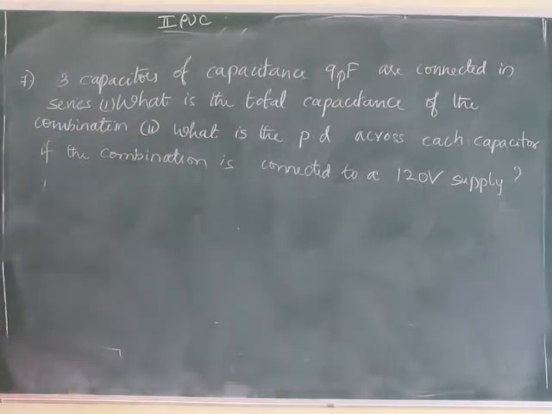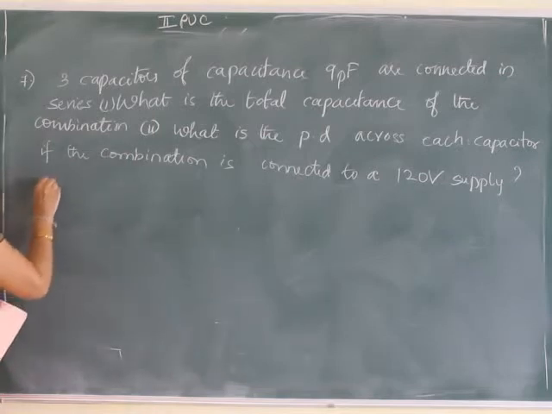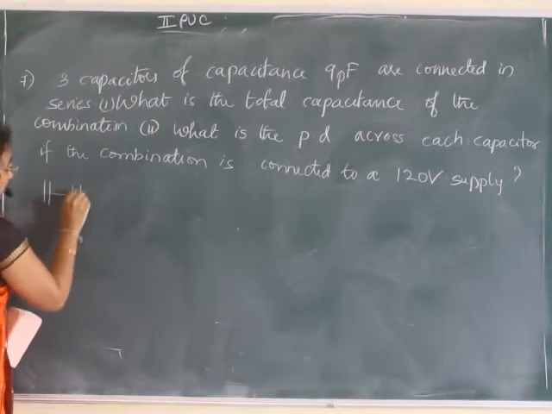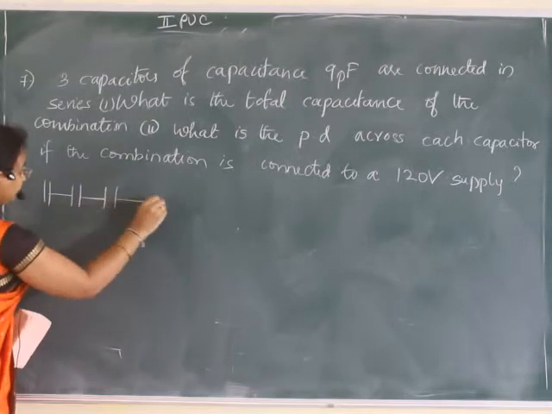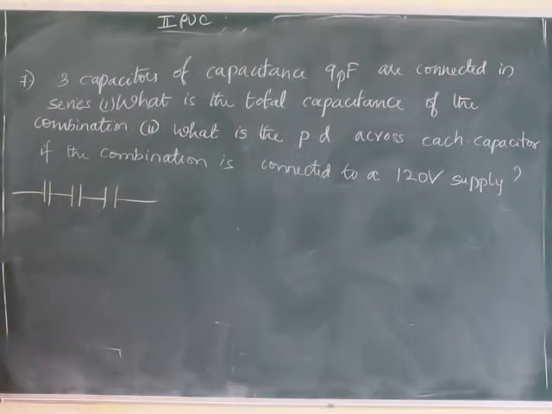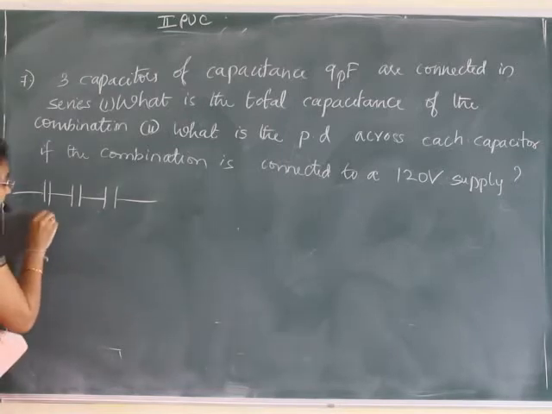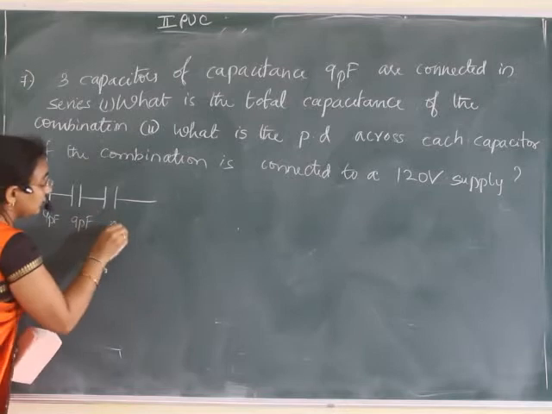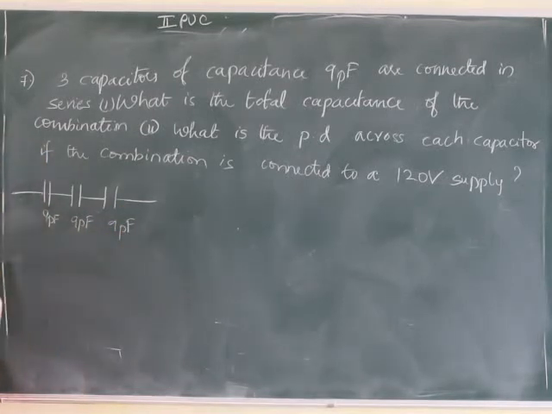Now we have to connect 3 capacitors in series, not in parallel, now in series. Each has 9 picofarad. No changes. What is the total capacitance of the combination? We have to calculate the total capacitance of the combination.